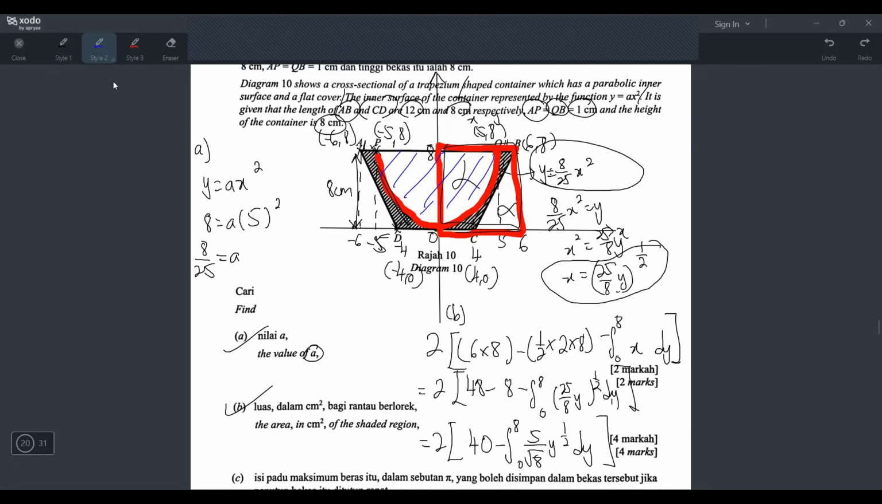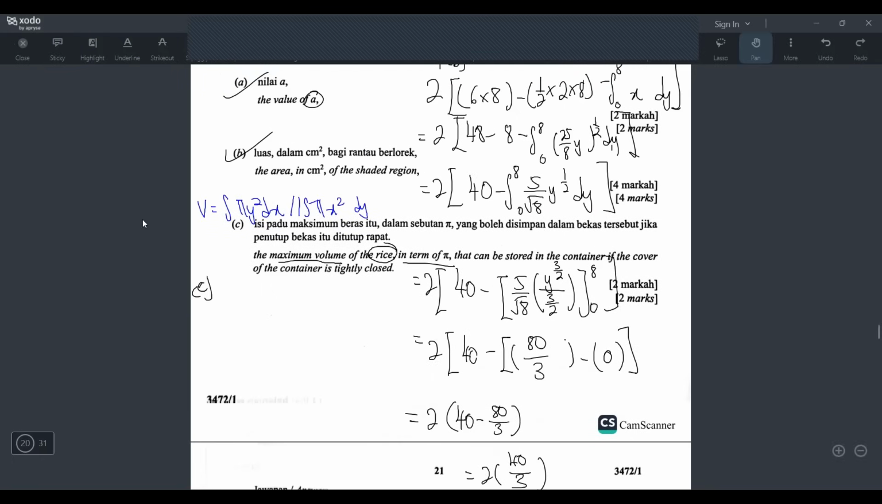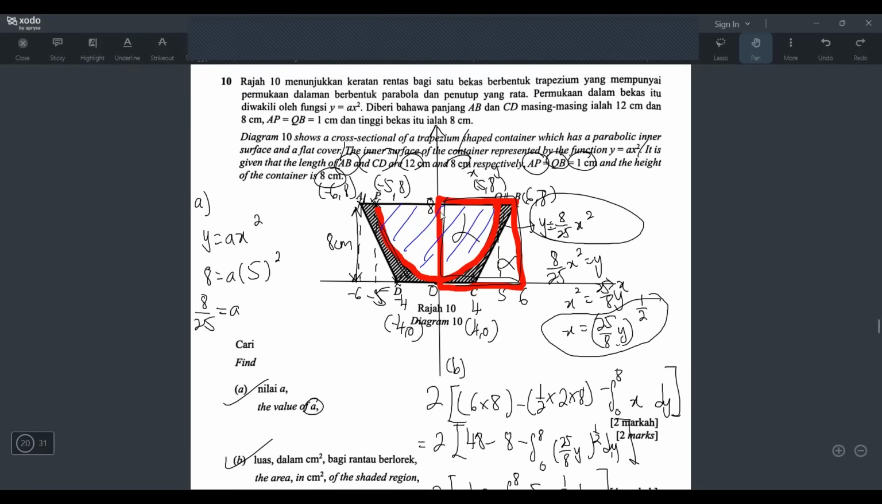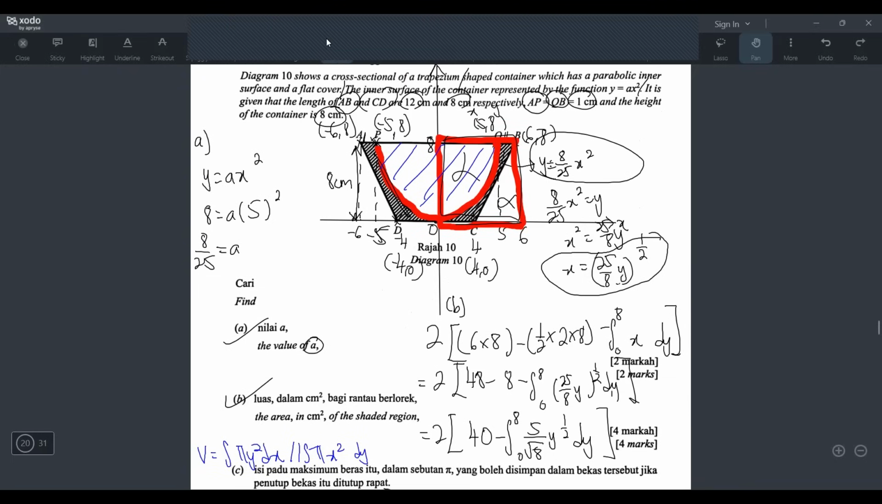So you have to use integration. The integration formula to find volume: if it's dx, this will be pi y squared. If it's dy, then it's pi x squared. This is the formula for volume. So now you will integrate towards x or towards y. The question never says, right? But you have to integrate towards y, because if you integrate towards x it is not possible to find the volume of this one. So the only way is to integrate towards y. There's no other way.